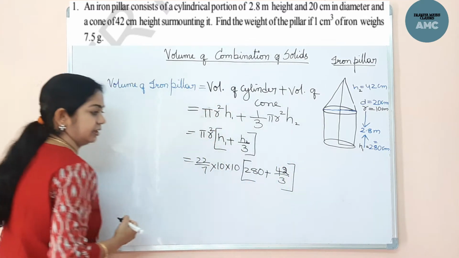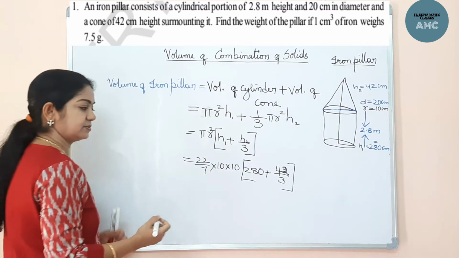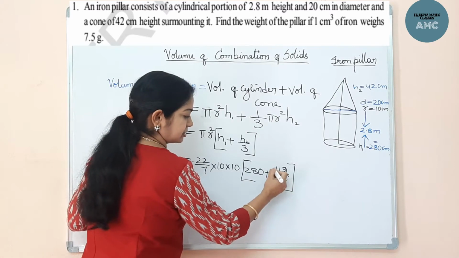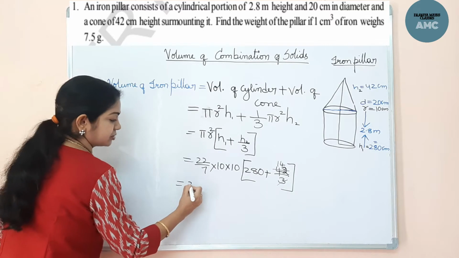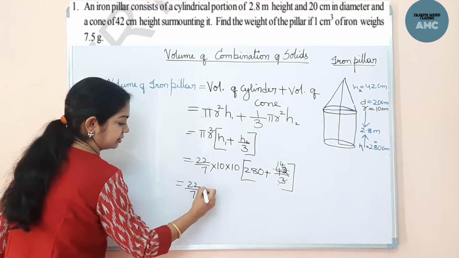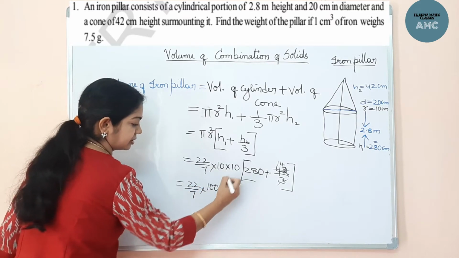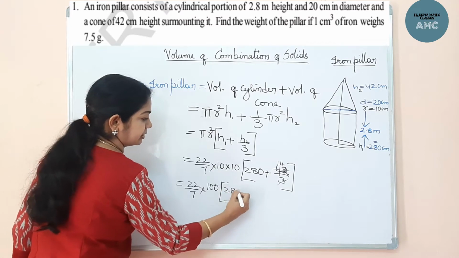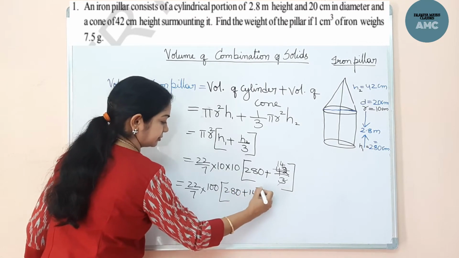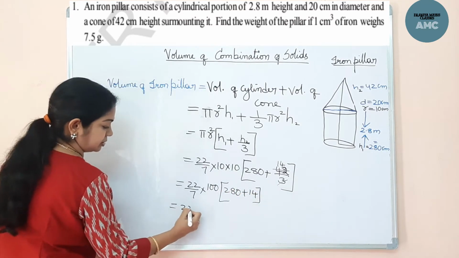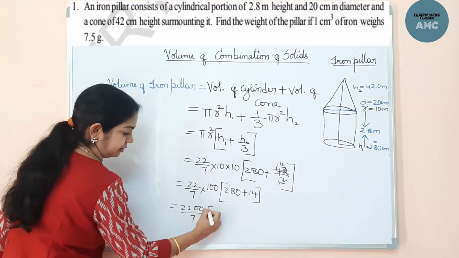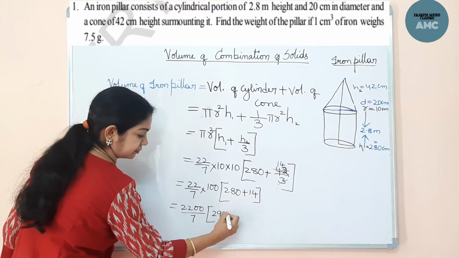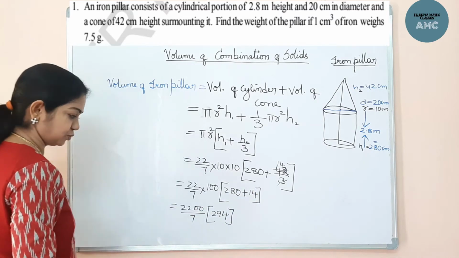42. Right. Now we can cancel some terms here. 3 ones are 3, 3 fours are 14, 3 s are 42. So this comes to 22 by 7 into 100, 10 into 10, 100. 280 plus 14. So that means 2200 by 7 into 294. 280 plus 14 is 294.